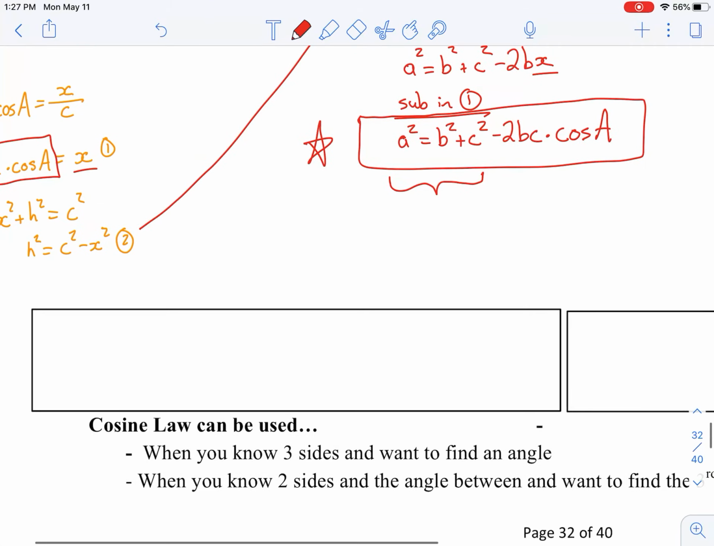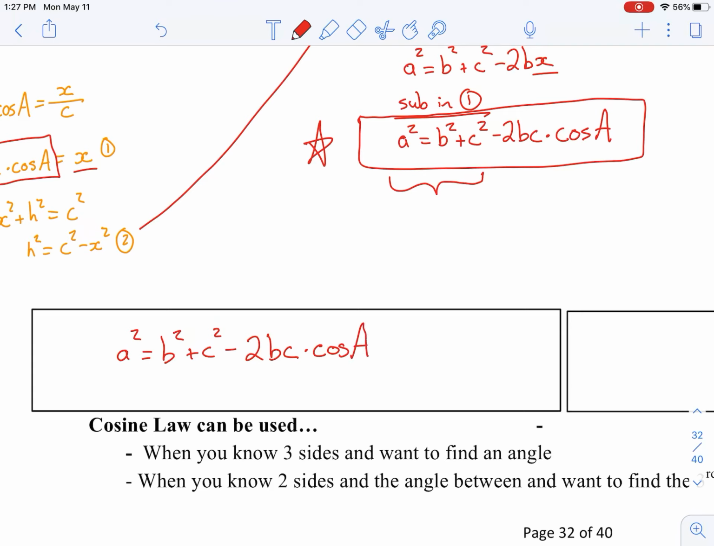And the most important thing you need to get right with the cosine law is that the angle matches up to the side on the left-hand side of that equation.